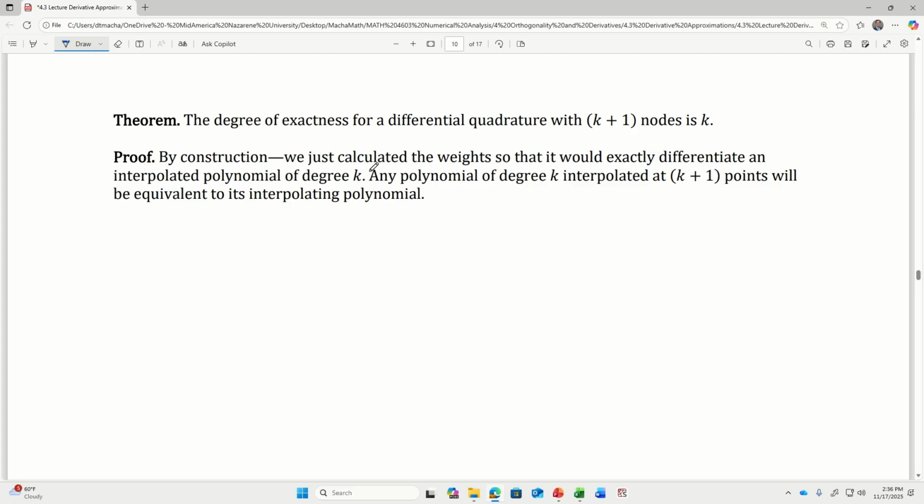Okay, the degree of exactness for a differential quadrature with k plus 1 nodes is k. By construction, we just set it up that way. We just made it so that if you take the interpolated polynomial of degree k, it will get the derivative of that interpolated polynomial of degree k exactly. And then the last critical piece here is that if you have a polynomial of degree k and you interpolate that polynomial with a polynomial of degree k, you get identically the same polynomial, right? There's only one interpolating polynomial of degree k.